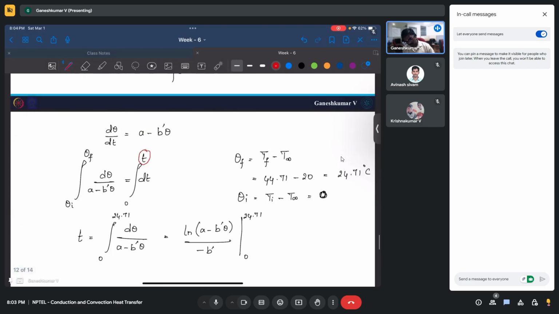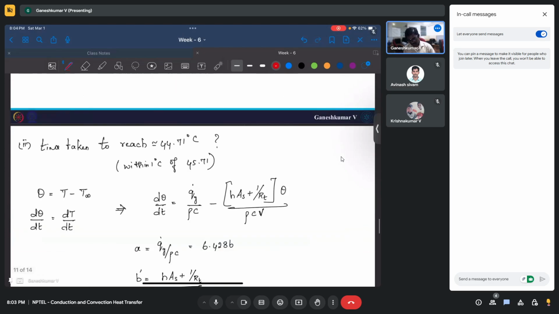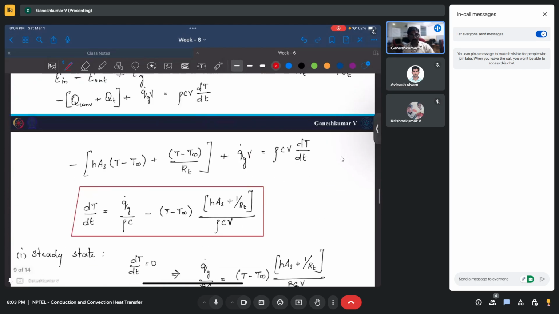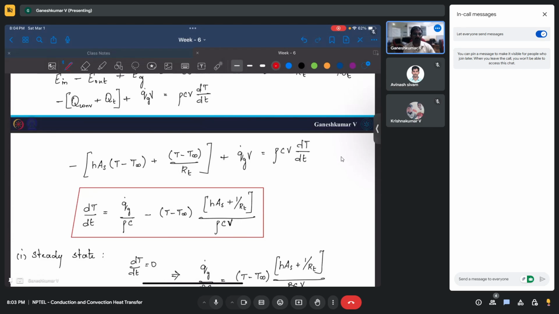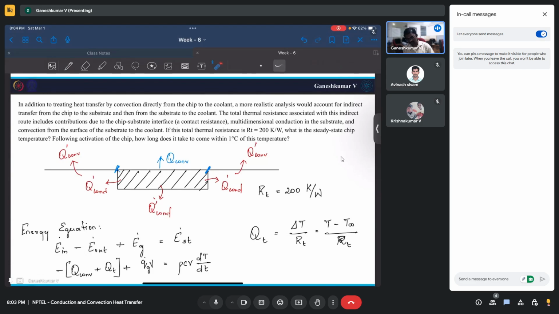But how do we know the resistance is 200 Kelvin per watt? That we don't. It's already given in the question. That's why we took it. But getting that 200 requires a lot of knowledge, or maybe you may need to run a separate multi-dimensional simulation to get that value. Okay. So in our question, it is simplified and they have given directly the resistance.